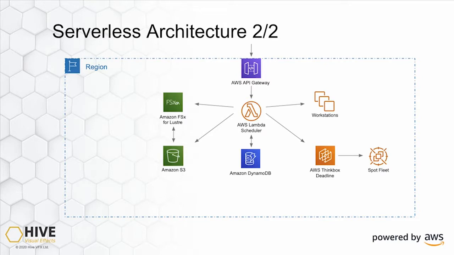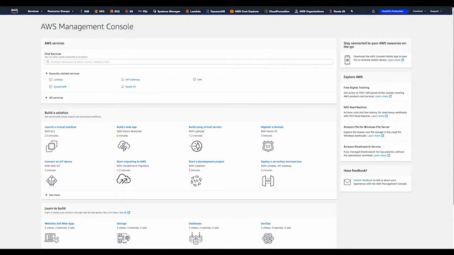So when a region is idle, there are only serverless components, meaning there's no ongoing cost aside from the S3 storage costs. All other resources are created either on demand via API call or on a set schedule via the scheduler function. Let's take a quick look at these components in the management console.